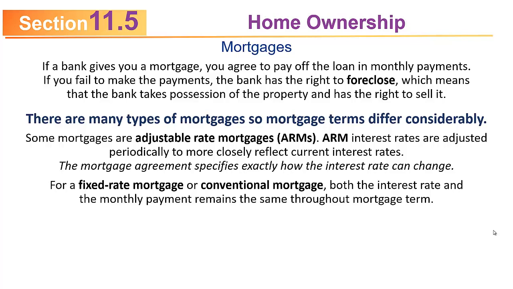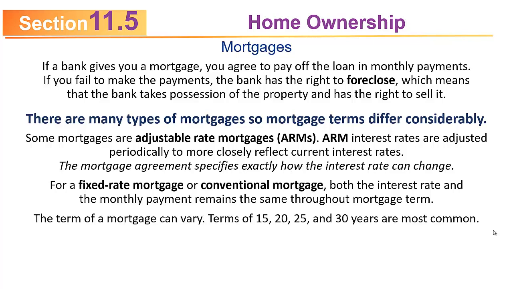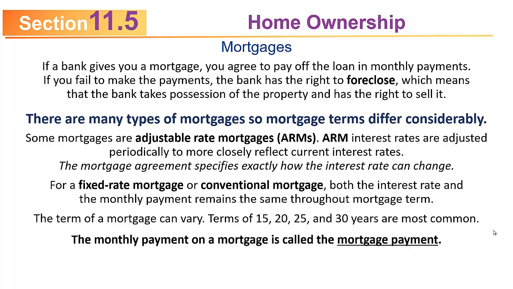But there are also fixed rate mortgages, more commonly called conventional mortgages, where both the interest rate and the monthly payment are fixed and stay the same throughout the whole term of the mortgage. The term of a mortgage can vary. Terms of 15 years, 20 years, 25 years, 30 years are the most common.